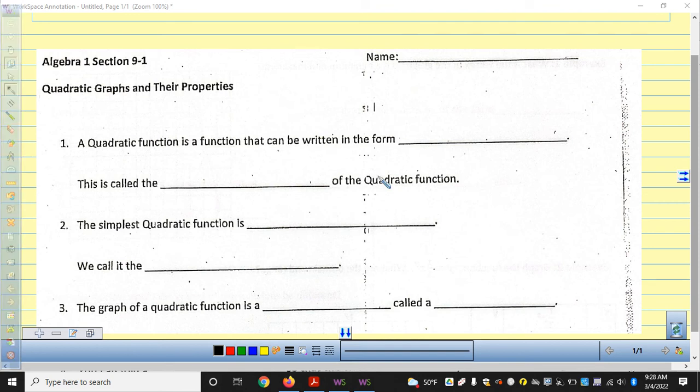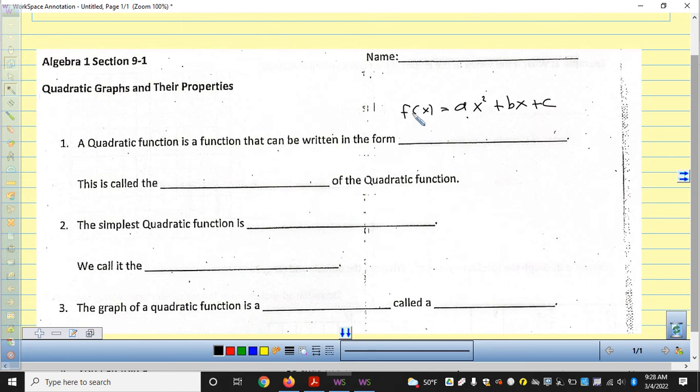All right, so this is the first page of our note sheet. We're talking about quadratic functions. Now, a quadratic function can be written, this is it for our first blank. I'm going to write it two ways. F of x, using our function notation, f of x equals ax squared plus bx plus c. So anytime we can write a function like this, it is a quadratic function.